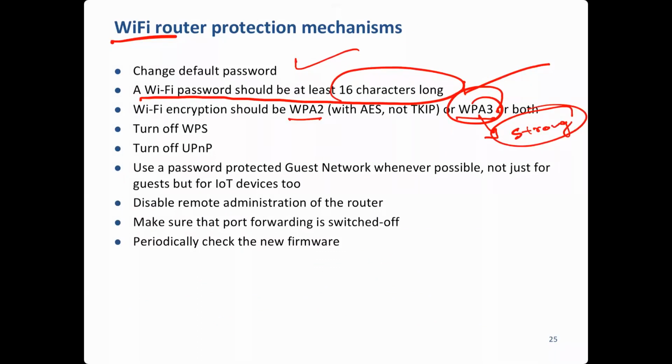It's not broken as yet, but I think WPA2 is broken. Turn off WPS, this is very old. Turn off UPnP. What is UPnP? This is a protocol that finds if any new device is connected to the network, and your TV is also UPnP. Okay, all right.